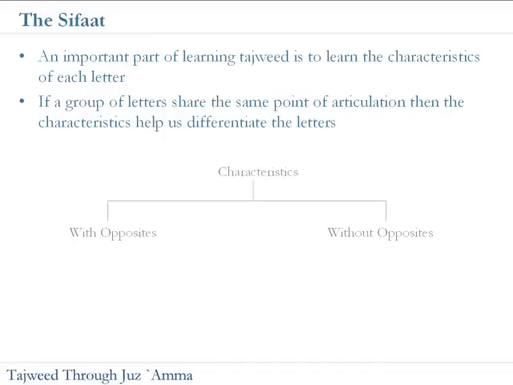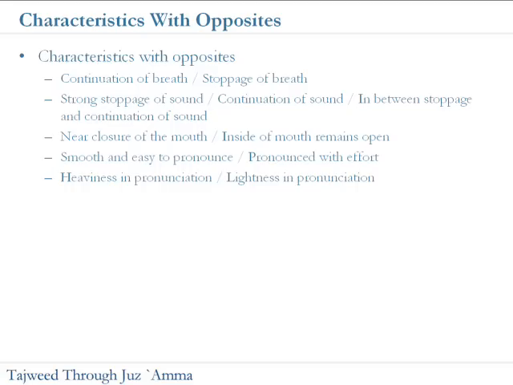Now, the characteristics themselves are divided for clarity's sake into two categories. One category is with opposites, so they're characteristics of letters, and they have opposite characteristics that other letters have. And then there are characteristics without opposites, which means the characteristic itself is unique to a set of letters and there's no opposite characteristic to that characteristic. And this will become apparent when we go through the list of different characteristics. So characteristics with opposites. We're just going to cover the major categories, and then we'll see which letters fall into these categories.